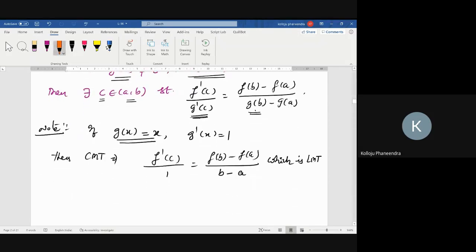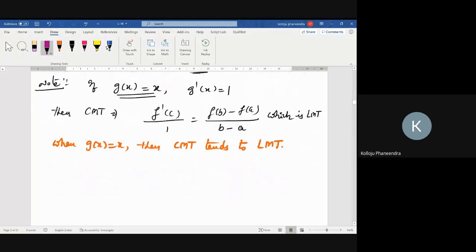Therefore, what is the conclusion? When g of x equals x, then the Cauchy mean value theorem tends to Lagrange's mean value theorem. That's the first point. And another one, parametric form.